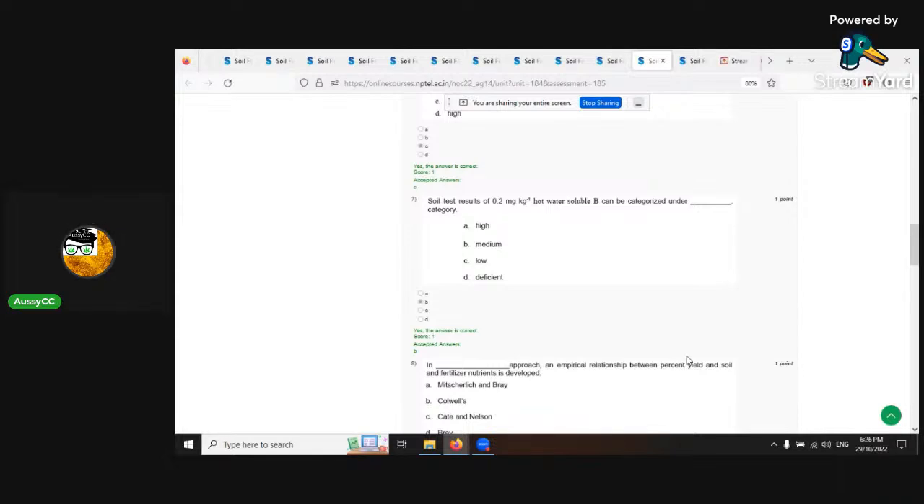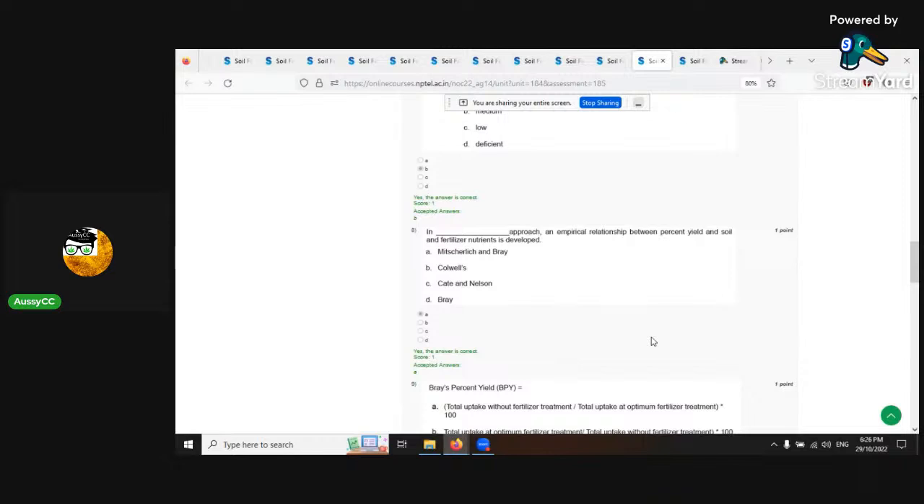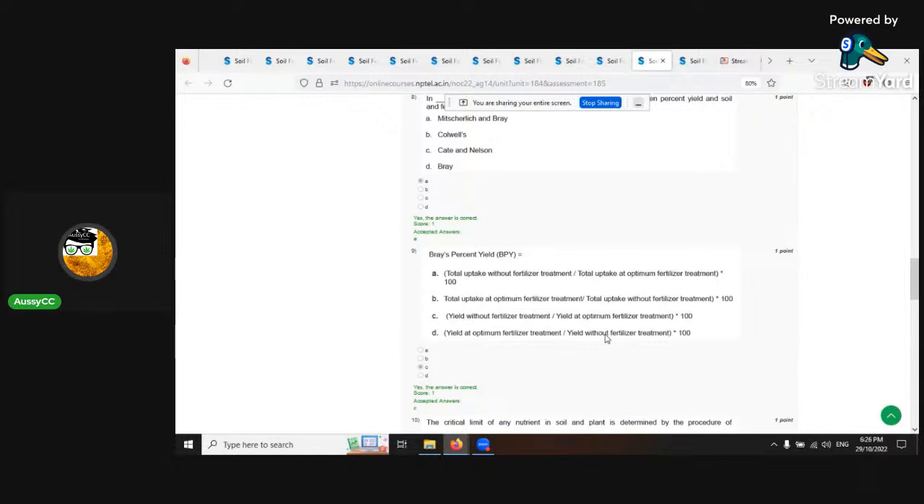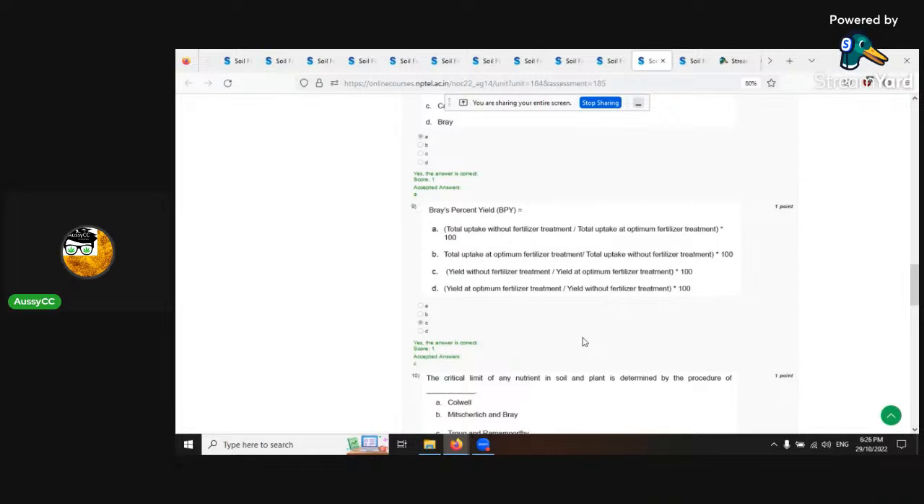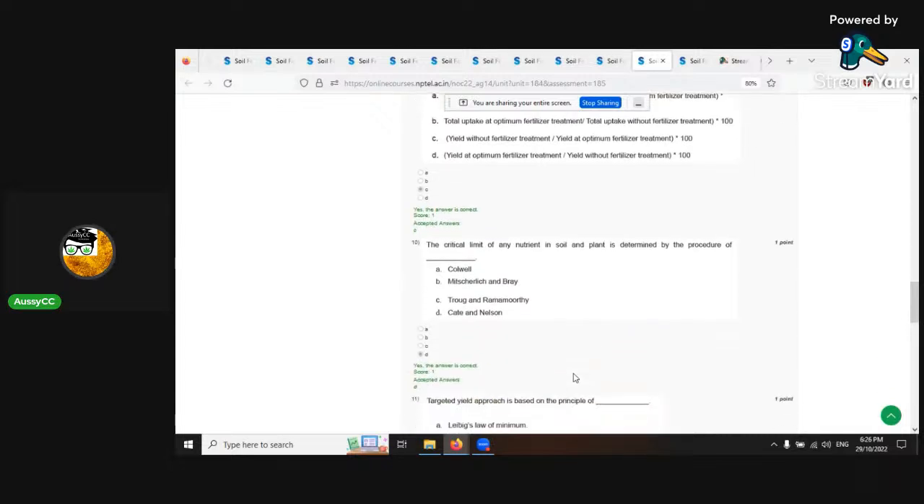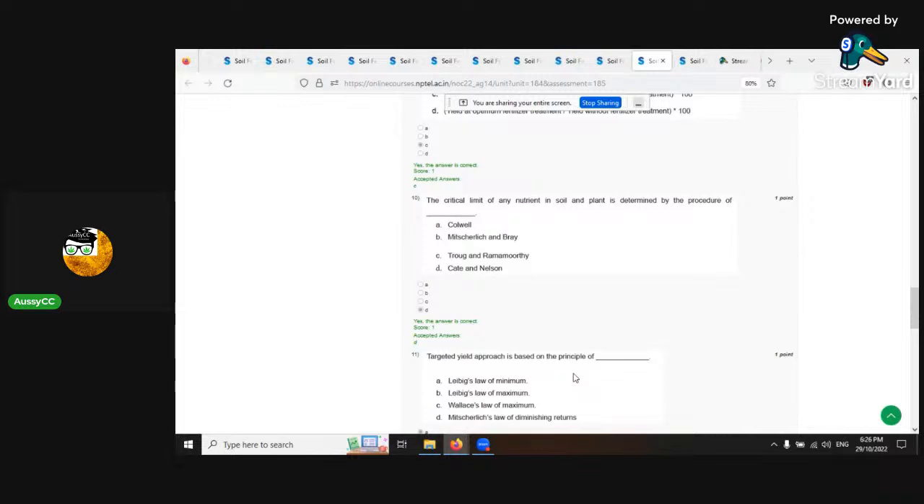An enumerable relationship between percent yield and soil and fertilizer nutrients is developed. A great precision cropping tool. And the Bray percent yield is C. The critical limit of any nutrient in soil and plant is determined by the procedure of... No, come on then. It's D. Cate and Nelson. The targeted yield approach is based on the principle of Liebig's law of the minimum.